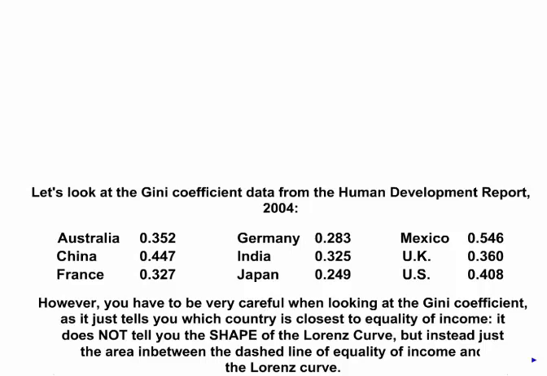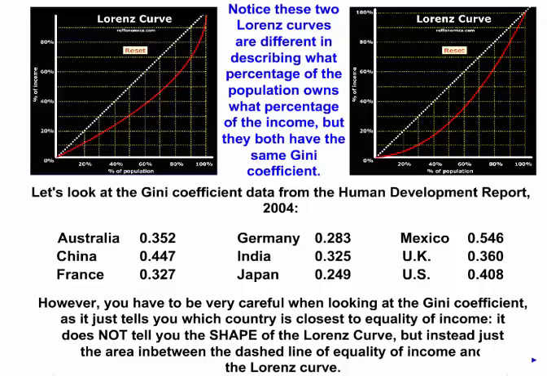It doesn't tell you, though, the shape of the Lorenz curve, but instead just the area in between the dashed line of equality of income and the Lorenz curve. Notice that these two Lorenz curves are different in describing what percentage of population owns what percentage of the income, but they both have the same Gini coefficient. And just because Japan is closer to income equality than the U.S., does that make Japan better than the U.S.?